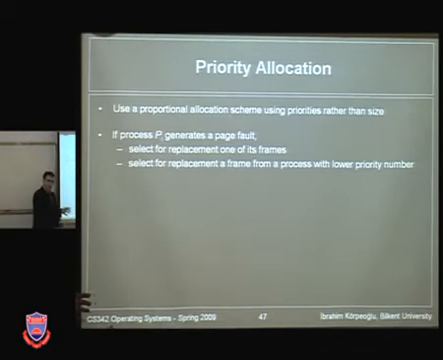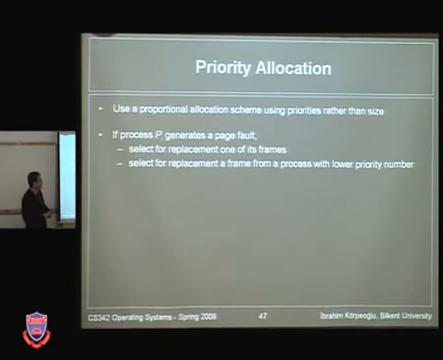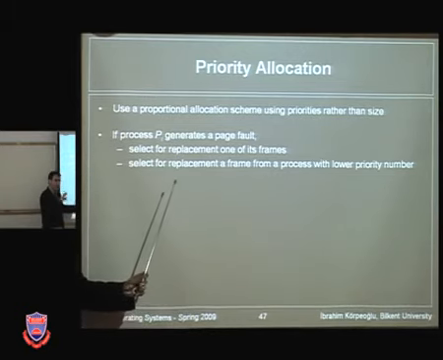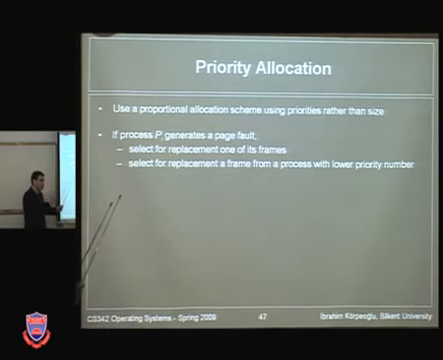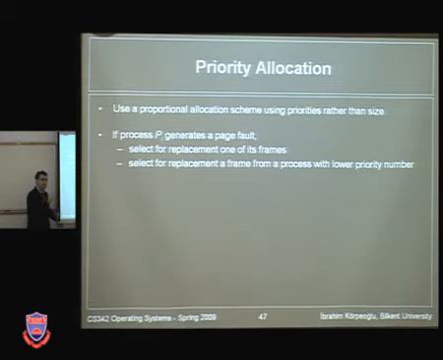So here, you are utilizing the length of the process as a priority. So you can make a priority-based allocation. We can use a proportional allocation scheme using priorities rather than sizes. Again, you apply a proportional allocation scheme, but the priority does not depend just on the size, it can depend on something else. If process Pi, for example, generates a page fault, that means process Pi needs a new page.